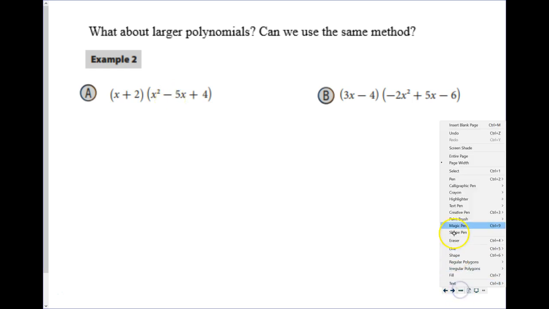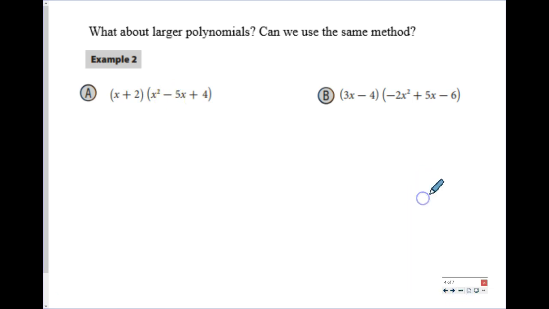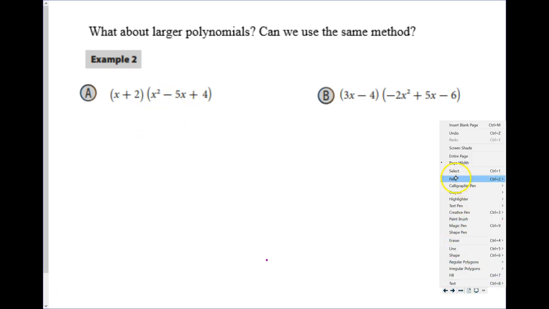If we wanted to distribute this, it would look like this. I'd have to do x times that, x times this, x times this. Then I would have to do the 2 times that, 2 times this, 2 times this. Now I don't know about you, but that hurts my brain a little bit when I think about that. So instead of doing it with distributive property, I'm going to go ahead and make an area model with this.